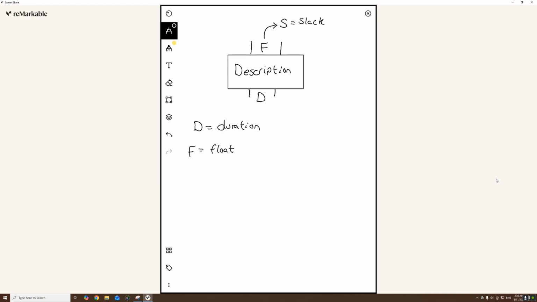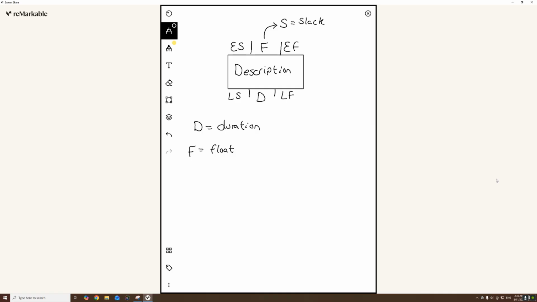The rest of these 4 sections define the start and finish times of this task of the project. You have the early start on the top left, the early finish on the top right, the late start in the bottom left, and the late finish on the bottom right. These 4 give us information about the project start and end times.